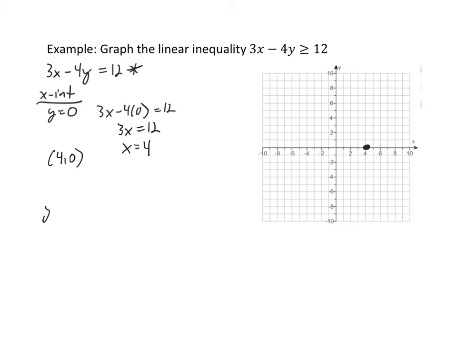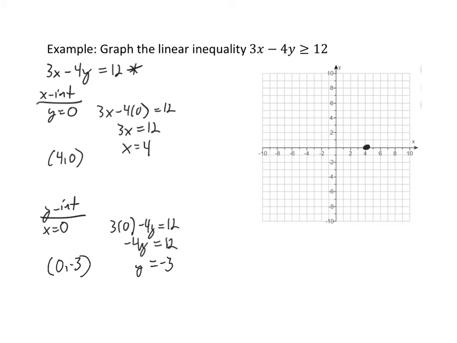Now let's find the y-intercept. For the y-intercept, I'm going to let x equal 0. So 3 times 0 minus 4y equals 12. So that means negative 4y equals 12. Dividing each side by negative 4 gives me y is negative 3. (0, -3) would also be a point. Now notice how that is a greater than or equal to sign. For a greater than or equal to sign, we're going to connect these points with a solid line.